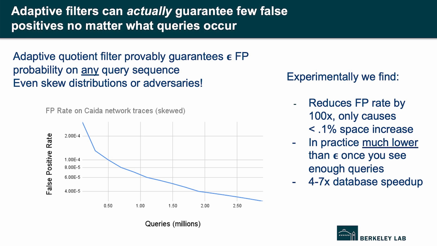The first nice property that it gives us is that even if nothing funny is going on, as you run your filter and get more and more queries, your false positive probability is going to go down, because it's going to make mistakes and it's going to learn from them. We show in one experiment that you don't need to add that many bits before you get a huge reduction in the false positive rate. And in some database applications we tested this on, we got a 4 to 7 times speed up.